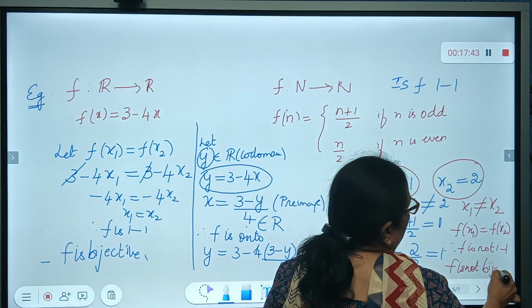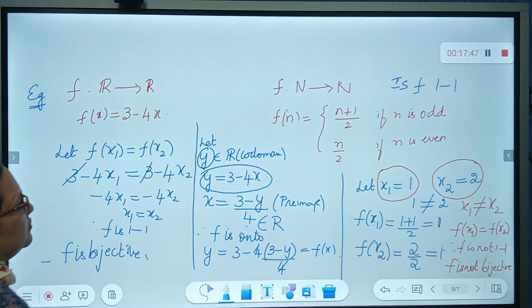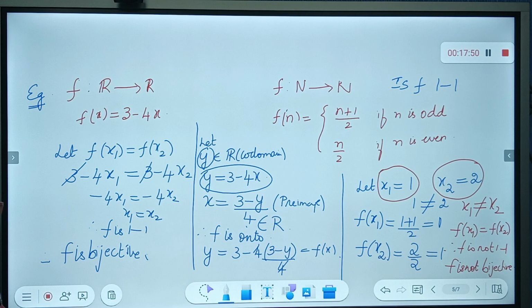We are checking whether the following functions are bijective. Is it clear?